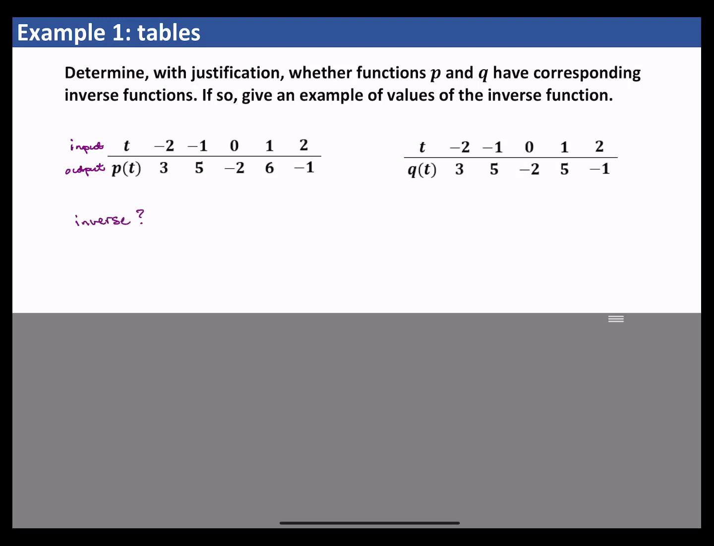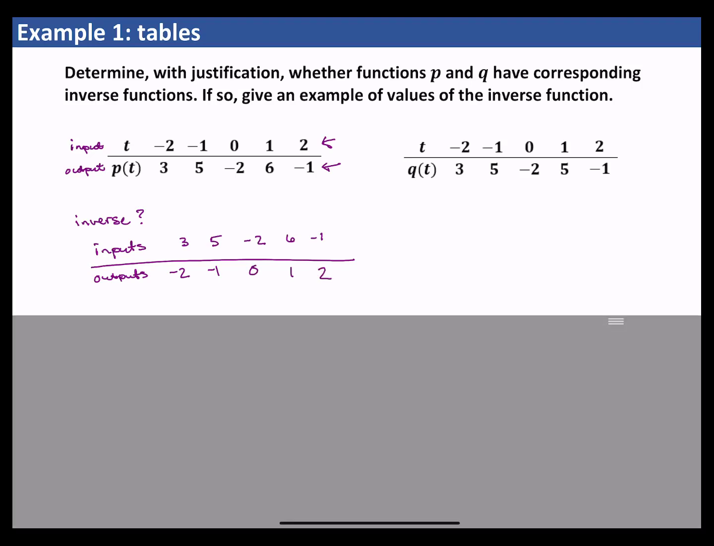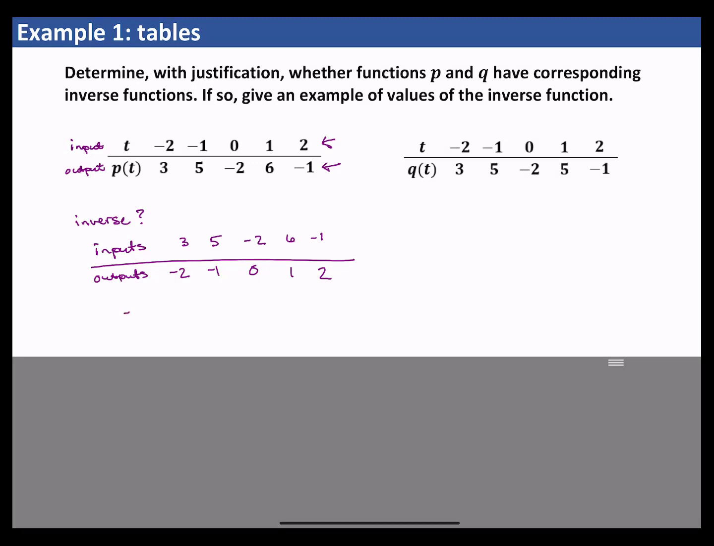So we're going to consider as inputs 3, 5, -2, 6, and -1. And we're going to consider as corresponding outputs -2, -1, 0, 1, and 2. And we see that from this new perspective, this reversed perspective, each input corresponds to one and only one output. So p has an inverse function.